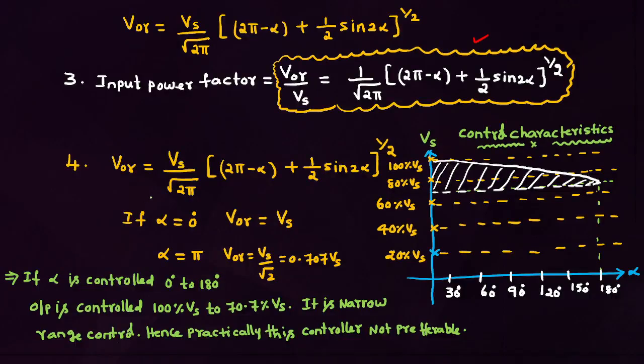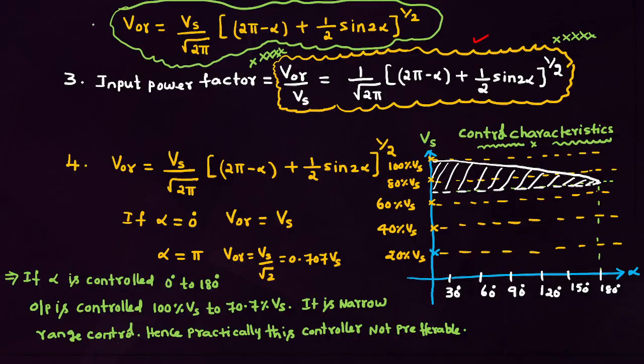And you also concentrate on the input power factor formula. Direct formula also you can expect. In the half wave AC voltage controller or unidirectional AC voltage controller, the input power factor equals 1 by root 2 pi into (2 pi minus alpha plus 1 by 2 sin 2 alpha) whole to the power of 1 by 2. This is the RMS voltage formula in terms of Vs.